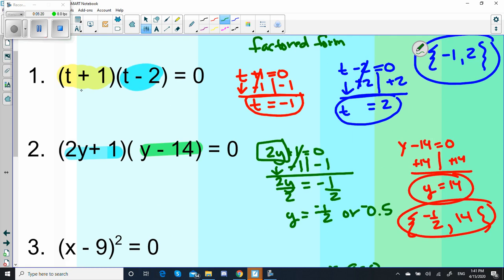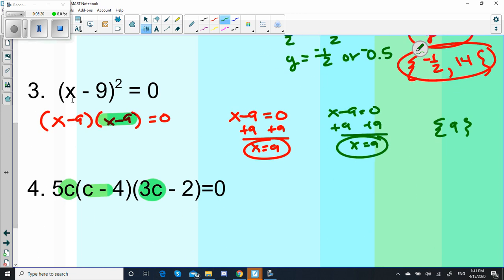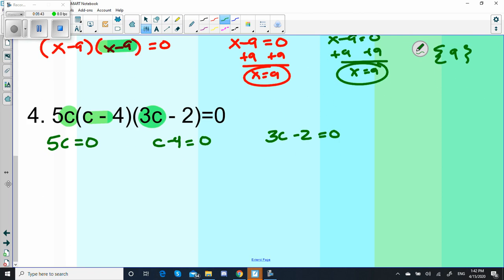Up here, I knew there were going to be 2 answers because there's 2 T's. Here there would be 2 answers because there's 2 Y's. Here there would be 2 answers because there's 2 X's. Even though it's the same answer, it's still 2 answers. So here I would do 5C equals 0, C minus 4 equals 0, and 3C minus 2 equals 0. So each of them are going to produce their own solution.